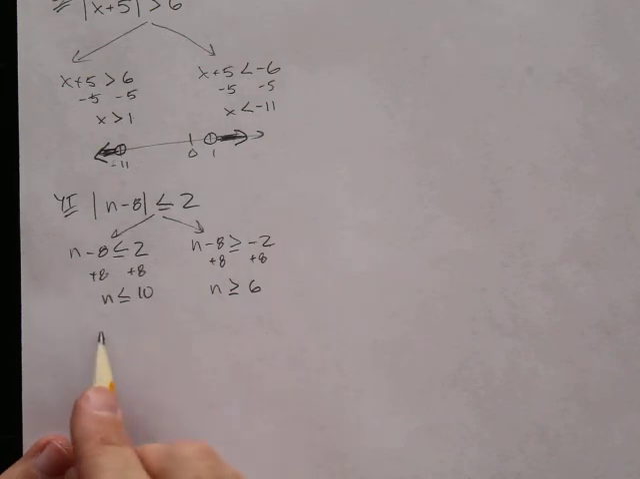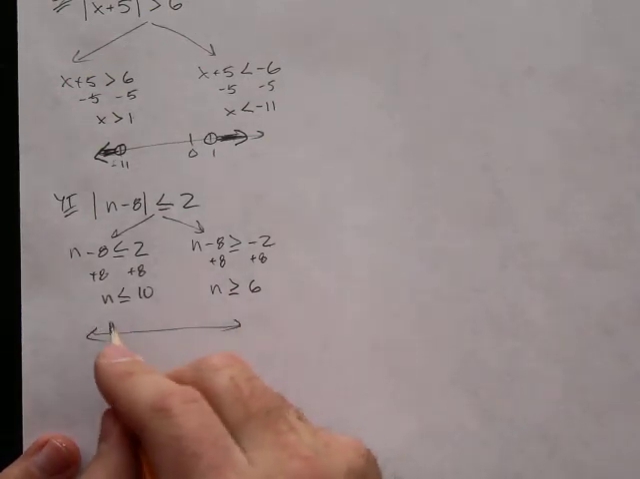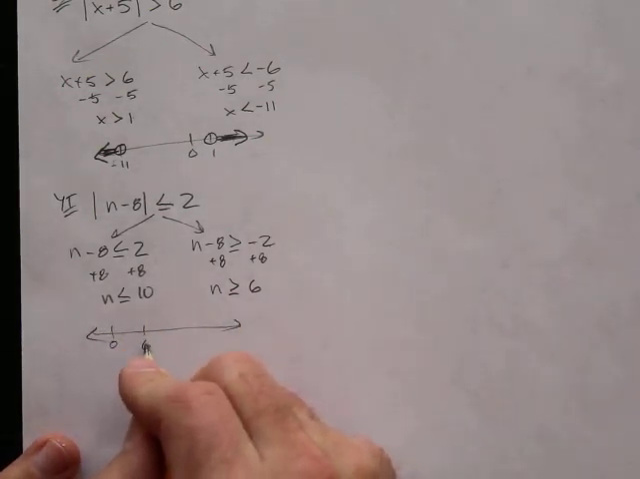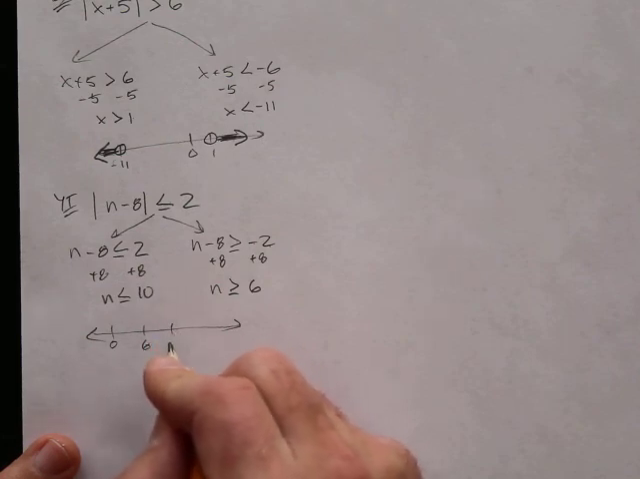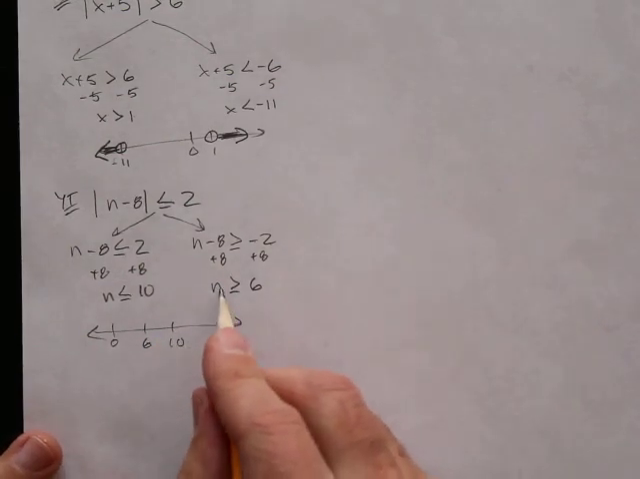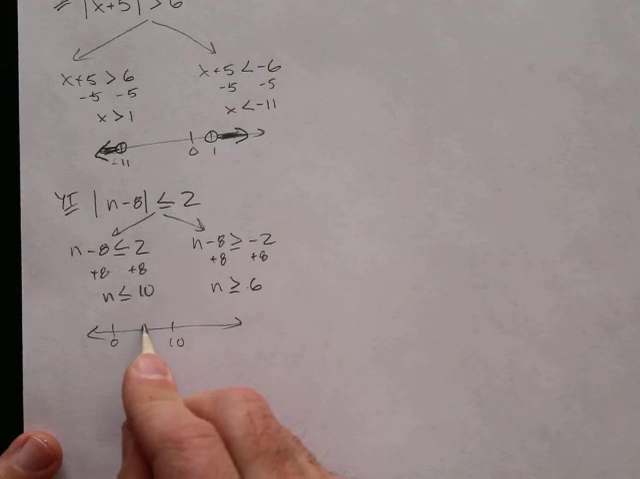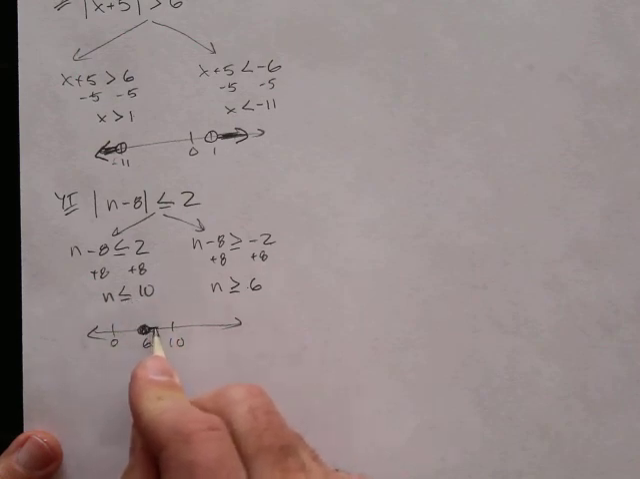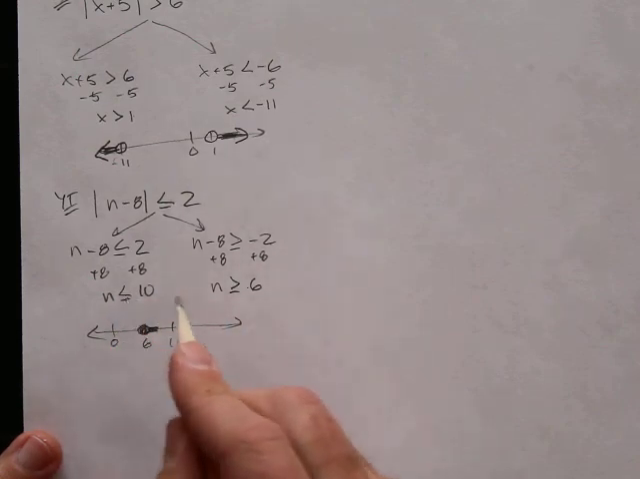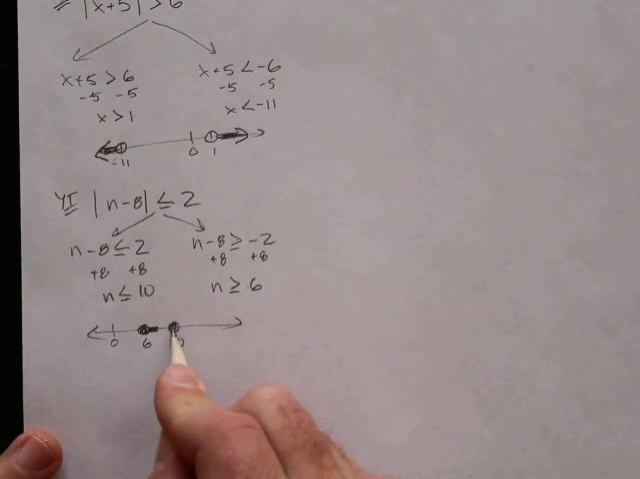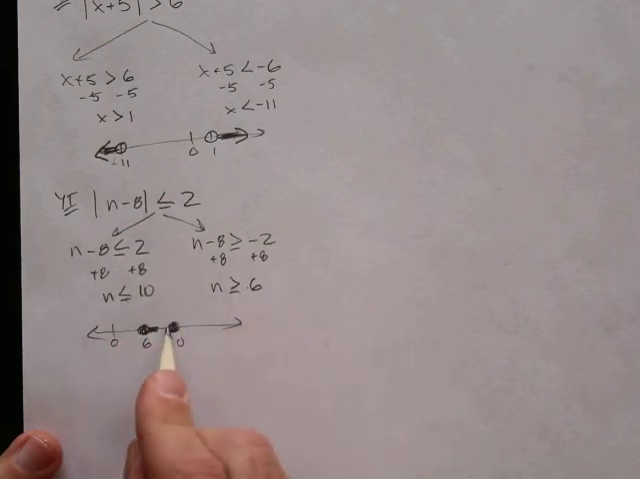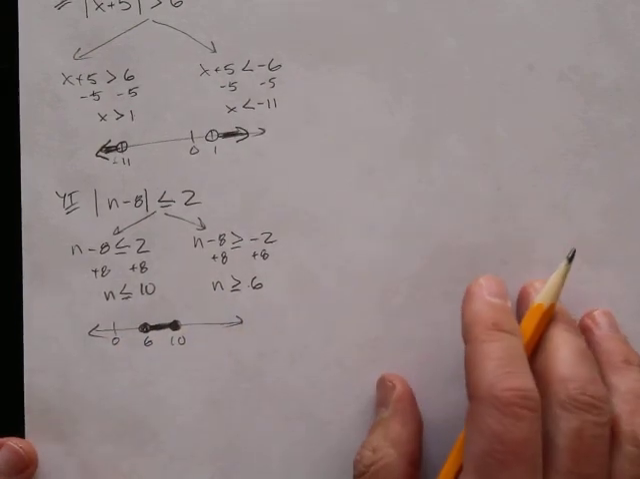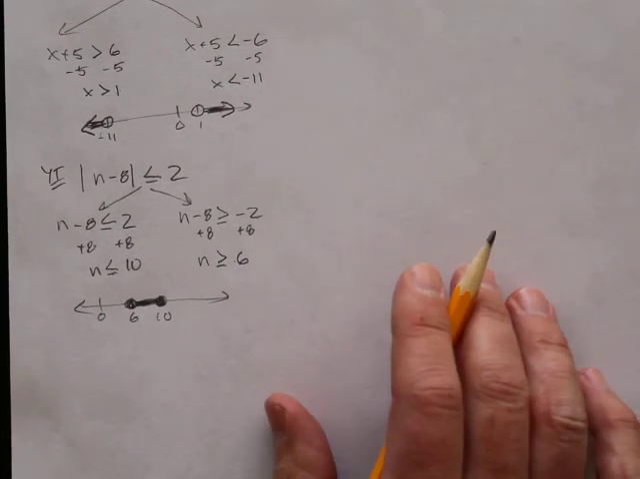Now I'm going to graph this. Here's 0, here's 6, here's 10. N is greater than or equal to 6. So I've got 6 here, and I'm going to go greater than. N is less than or equal to 10. Here's 10. These are both included. They're both or equal to, so there we go.